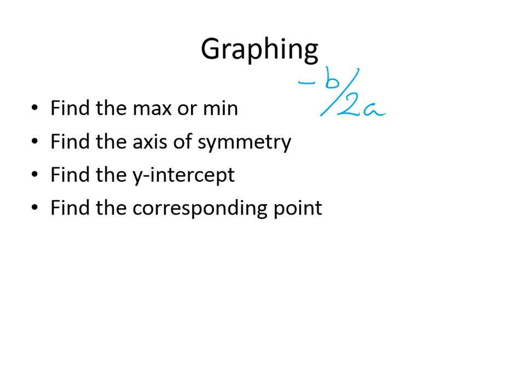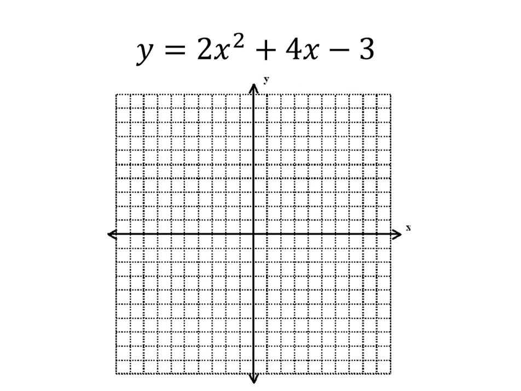All right, so let's say we have this example. We want to find our vertex, we want to find our axis of symmetry, we want to find all that stuff. So let's start with our vertex, which would be negative b over 2a, so it'd be negative 4 over 4, because 2 times 2. So that means it's going to be at negative 1. So we have our axis of symmetry right here.